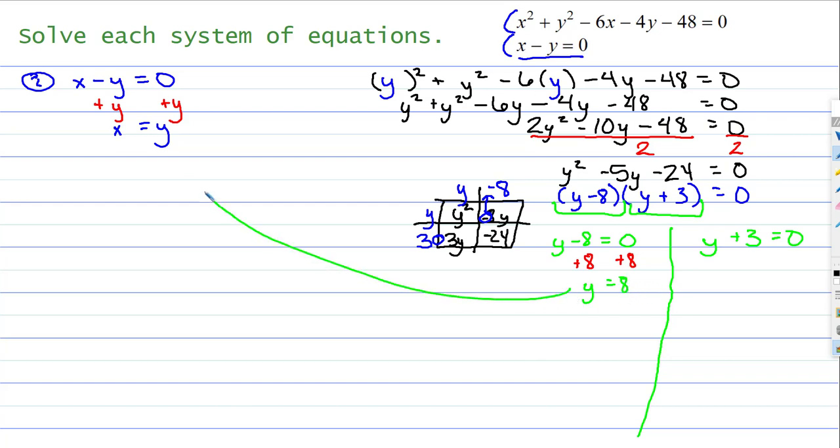And based upon what we did earlier, I know that x is equal to the same thing as y is. And so x is equal to 8. And so my ordered pair is 8, 8. On the other one, we're going to again solve it for y. We're going to move the 3 over this time. So negative 3, negative 3. And so y is equal to negative 3. And so I have, again, that equation from above said x was equal to whatever y was. And so we have negative 3, negative 3.